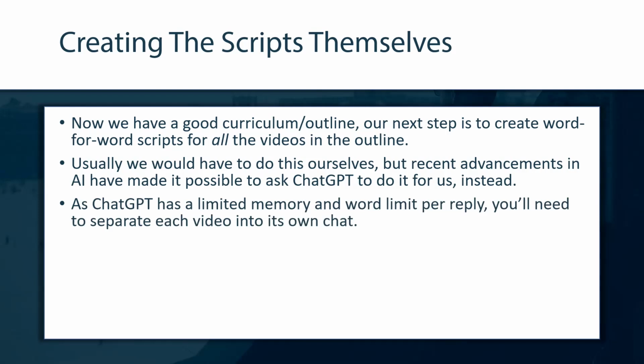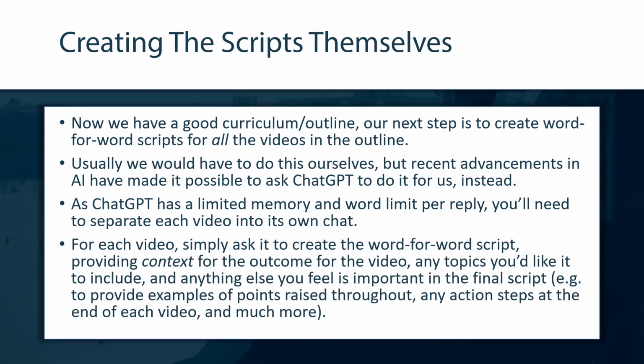So, as ChatGPT has a limited memory and word limit per reply, very important here, you will need to separate each video into its own chat. Okay. So, for each video, simply ask it to create the word for word script, providing context for the outcome of the video, any topics you would like it to include, if there is anything, otherwise you can give it free rein and say, go wild, come up with anything relevant, and anything else you feel is important in the final script.